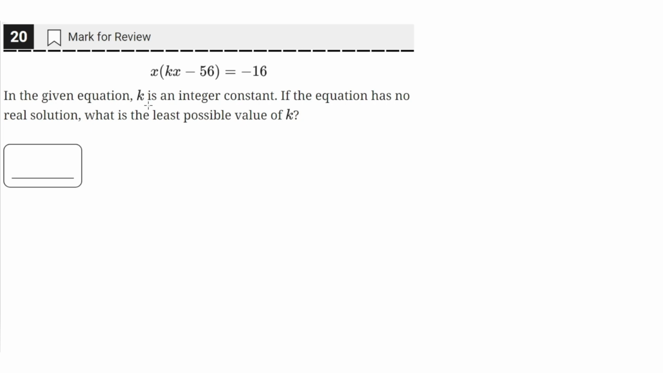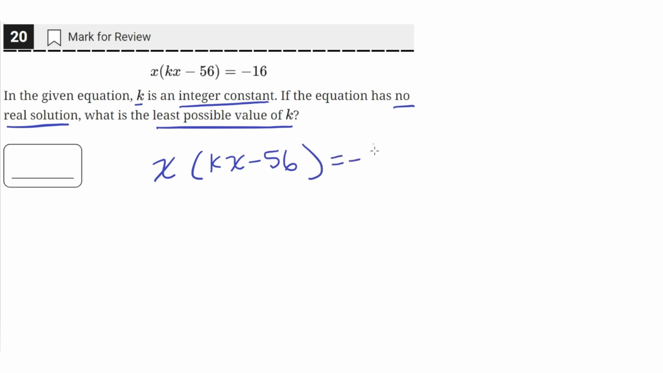In the given equation, k is an integer constant. If the equation has no real solution, what is the least possible value of k? Okay, so we have this equation here, x times (kx minus 56) equals negative 16. We have to find a value of k so that this equation has no real solution.